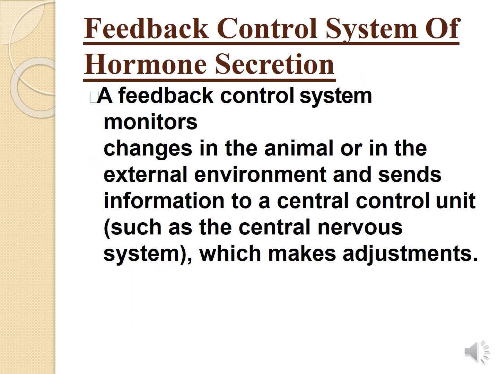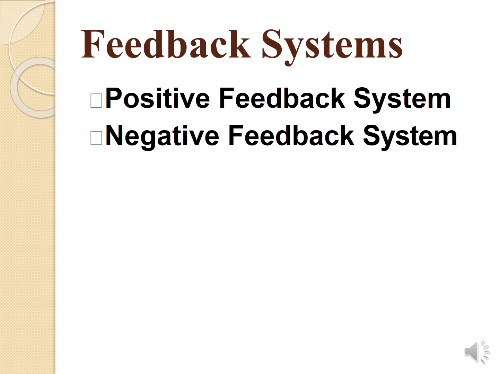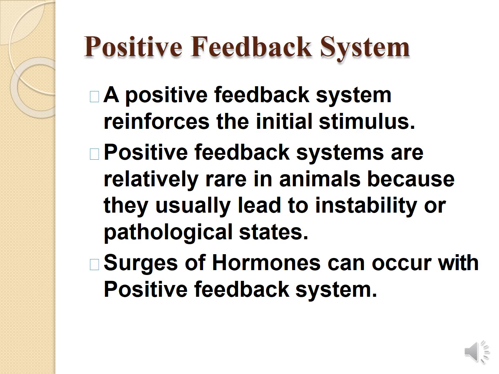Feedback control system of the hormone secretion. A feedback control system monitors changes in the animal or in the external environment and sends information to a central control unit, which makes the feedback system either a positive feedback system or a negative feedback system.